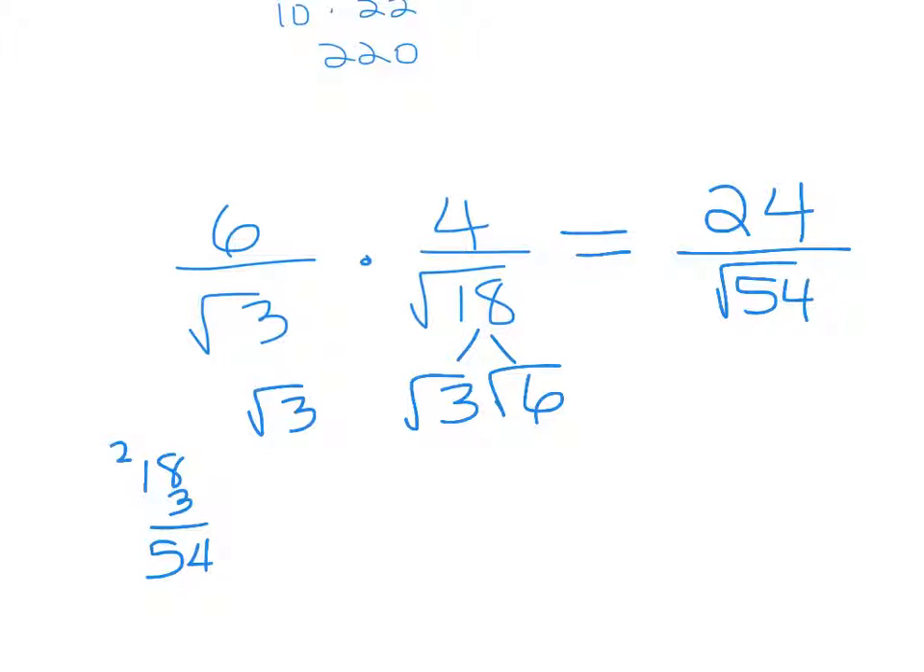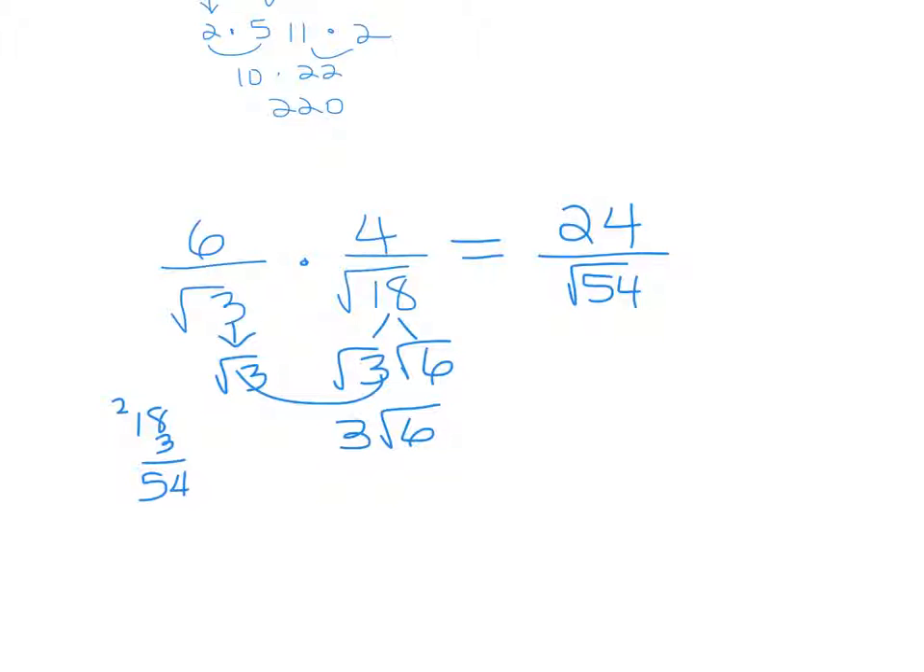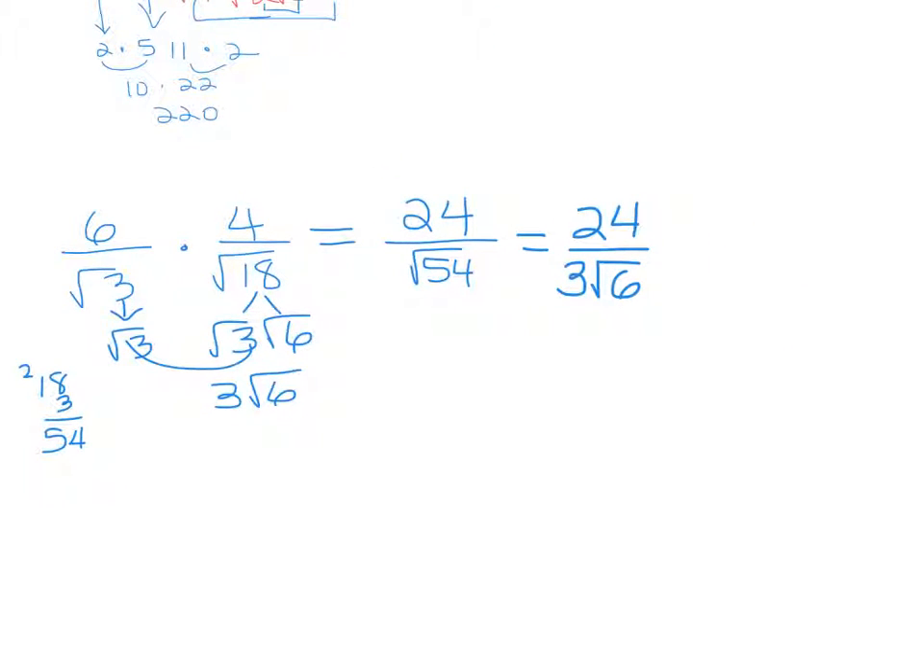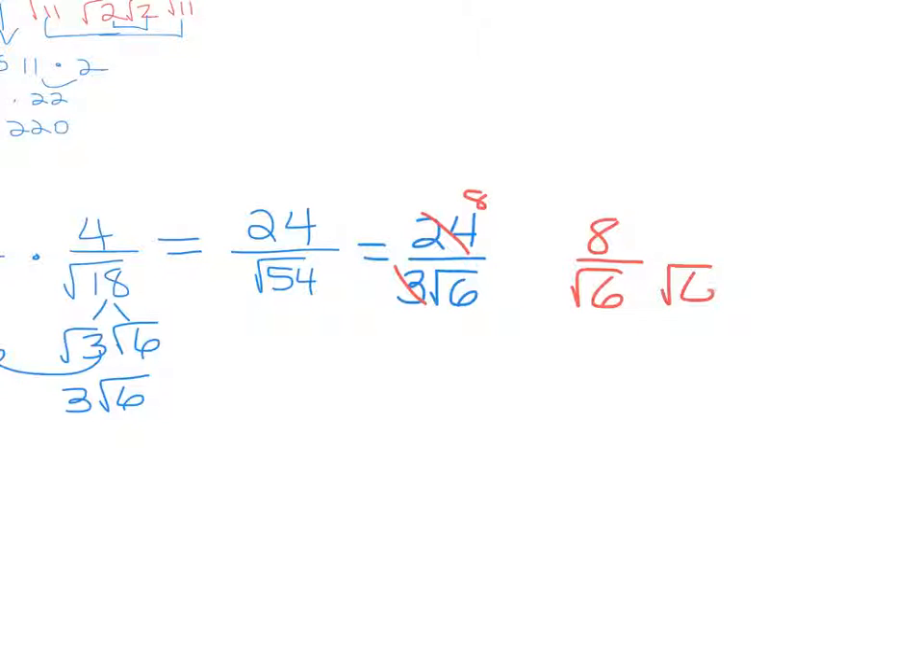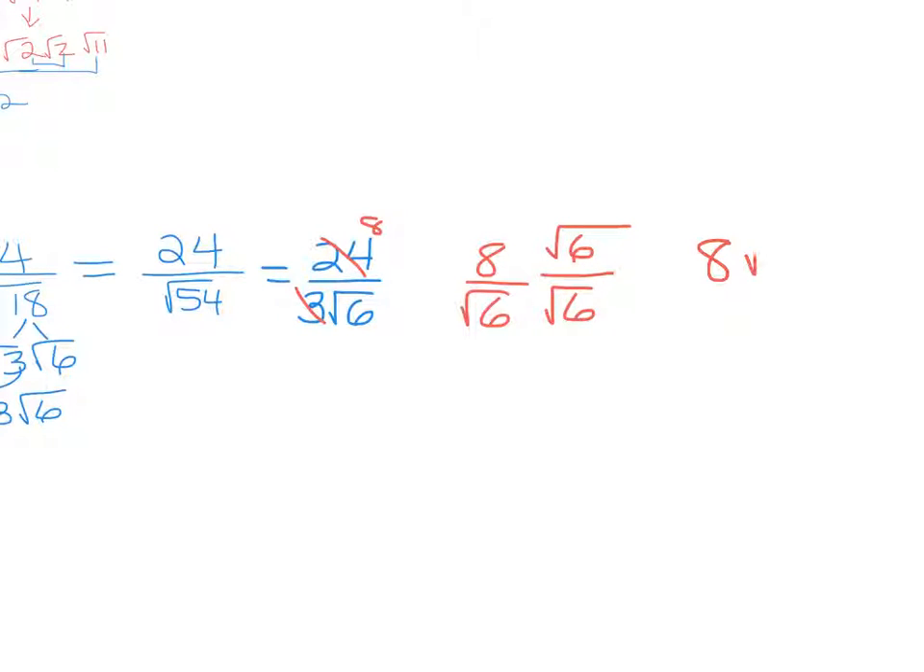And then I still have this one that I'm multiplying. I got a pair of 3s, so 3 comes out, 6 stays underneath. So now in this scenario, you have 24 over 3 square root 6. I could simplify the stuff that's outside and make this 8 over square root 6. And now I have to rationalize. Remember, the rules are you can never leave a square root in the bottom of a fraction. So I'm going to multiply the top and the bottom by the square root of 6. This will give me 8 square root 6 over 6.